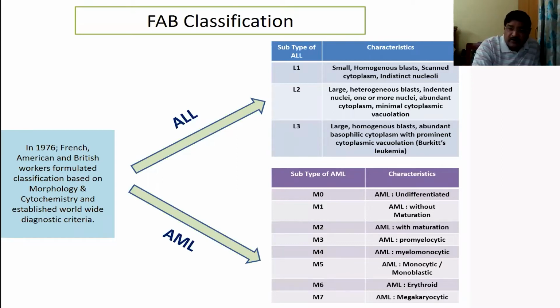Whereas in L3, you had large homogeneous blasts with abundant basophilic cytoplasm and prominent cytoplasmic vacuolation, which I will show you sometime later when I show you the morphology.